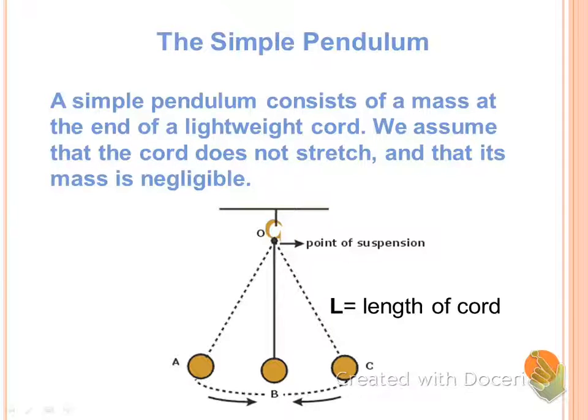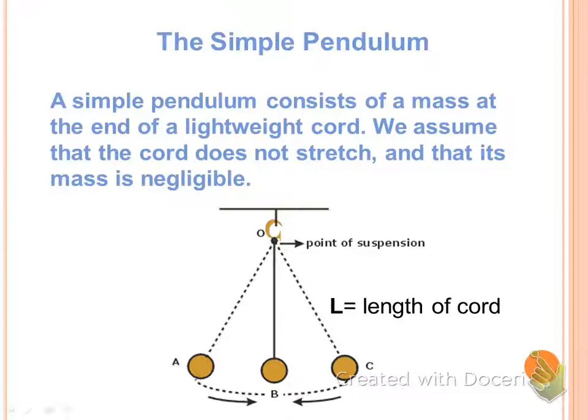The cord does not stretch. We assume that it's a taut cord, so it's not going to stretch, and that the mass of the cord itself is negligible. So we're not talking about something that is really heavy. It's not a heavy rope that's going to affect the swing of that pendulum. If it is a heavy rope, then the mass on the end of it is heavy enough that it's going to make that rope seem negligible. So we want the mass to cord ratio to be very heavily on the mass side. We don't want that cord to have much effect on the swing. In all of our problems, the cord is going to be negligible.